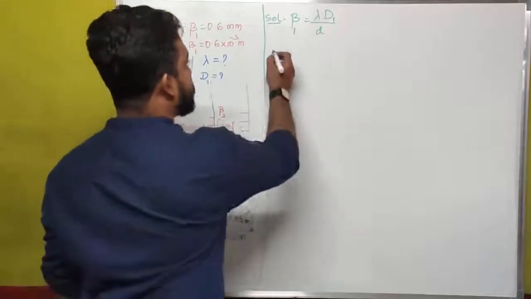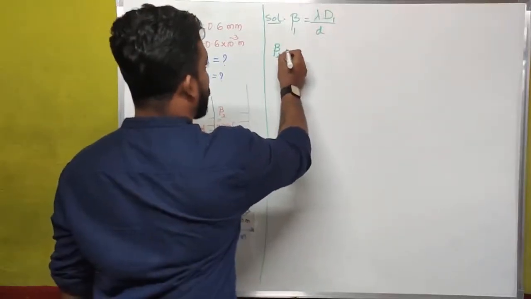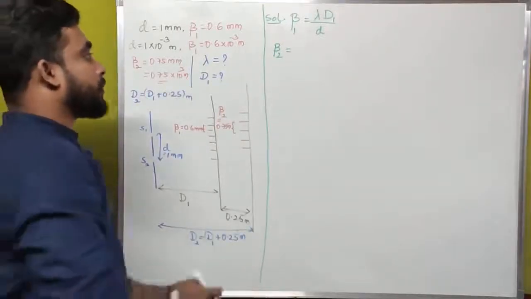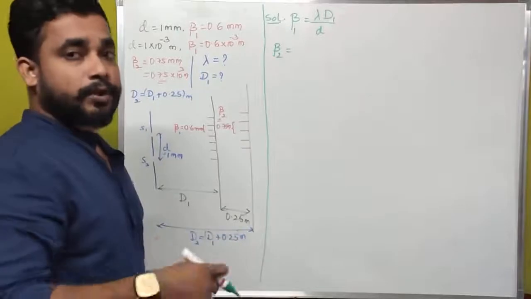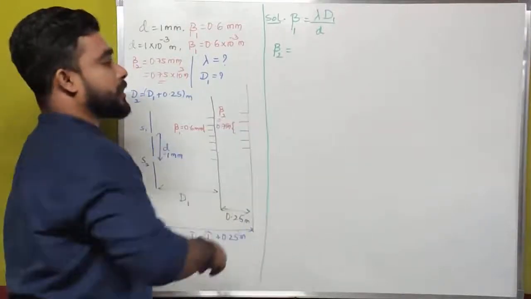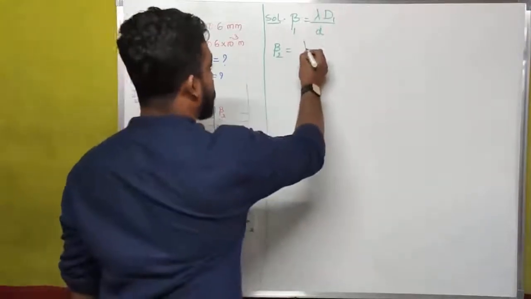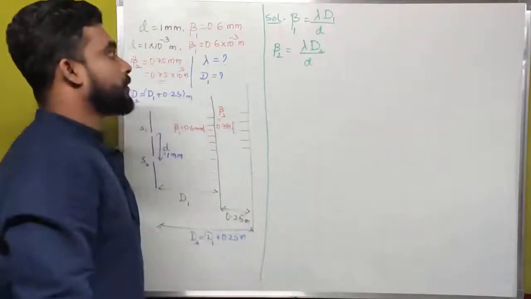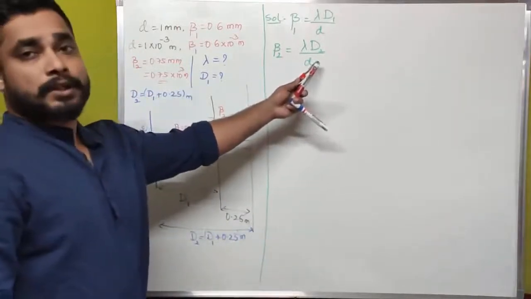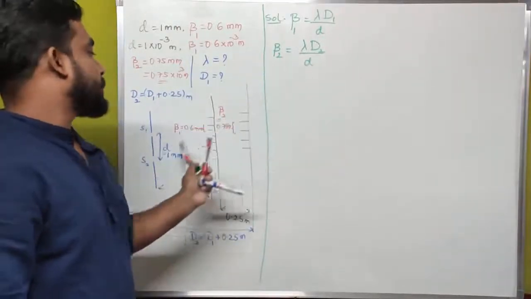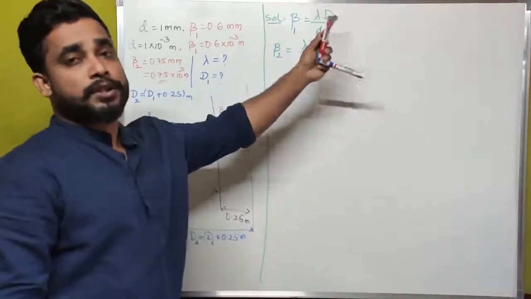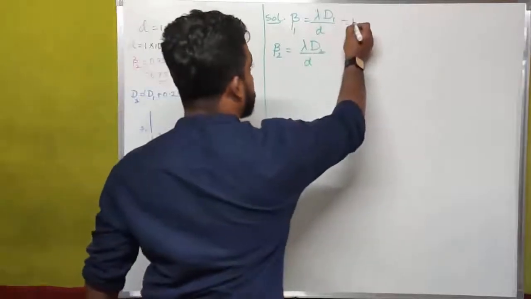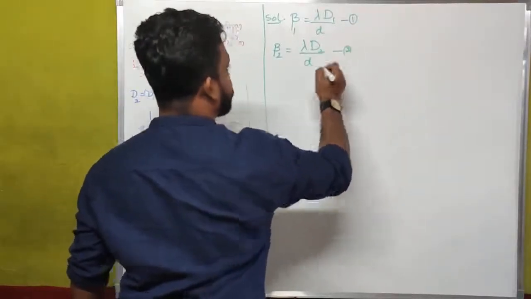Now if we consider beta 2, what is beta 2? After changing the distance between the screen and the slit, we are getting new fringes. The width of the fringes changes. Let us assume that as beta 2. Here what we have is lambda into D2 divided by small d. This is after the change in the distance between the slit and the screen, and this is before the change in the distance between the slits and the screen. Let us call these two equations equation 1 and equation 2.